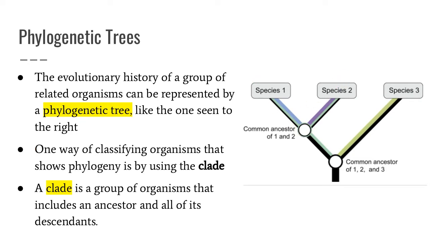One way of classifying organisms that shows phylogeny is by using something called a clade, and a clade is a group of organisms that includes an ancestor and all of its descendants. So we're going to teach you guys how to read a clade and eventually how to draw a cladogram to help you understand these connections between organisms.